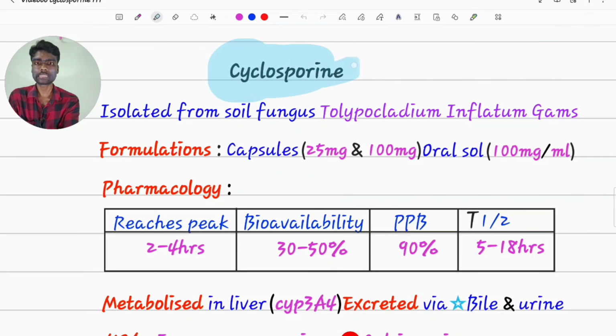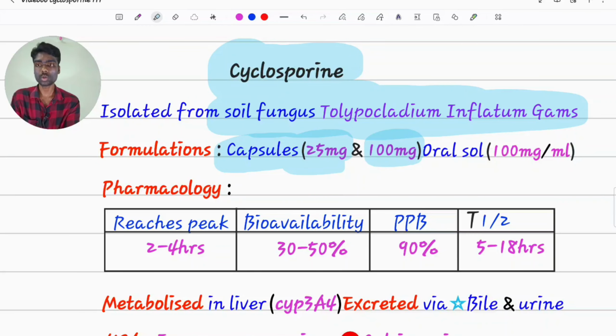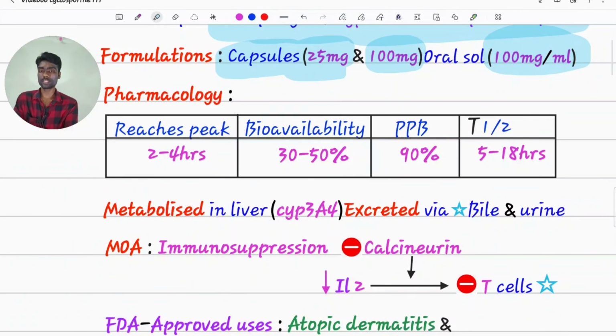Cyclosporine. It is isolated from soil fungus called Tolypocladium inflatum. Available in capsules 25 mg, 100 mg, oral solution 100 mg per ml. Reaches peak within 2 to 4 hours. Bioavailability is 30 to 50%. 90% of plasma protein bound. T-half is 5 to 18 hours.